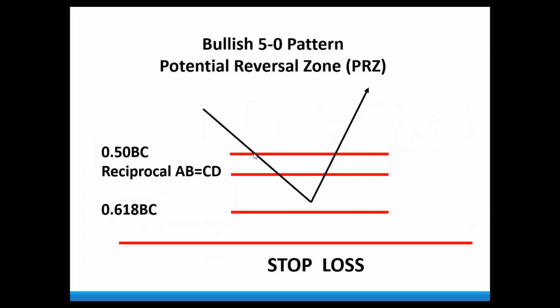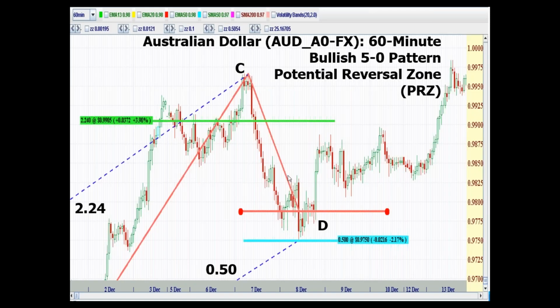It really is a matter of hitting the minimum 50% level as well as the reciprocal ABCD. Here's that potential reversal zone. And look, here's where the D point completes, right around 97.80. The 50% level is 97.50. That zone is where we're looking for that continuation.